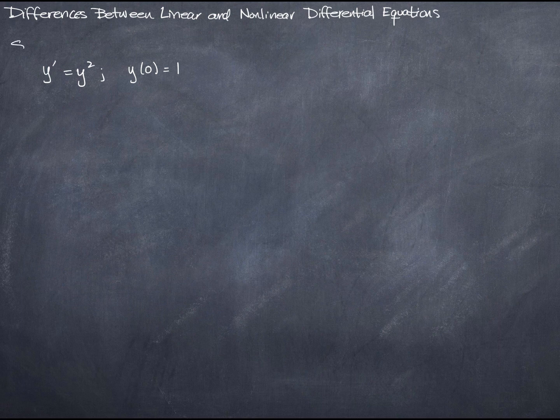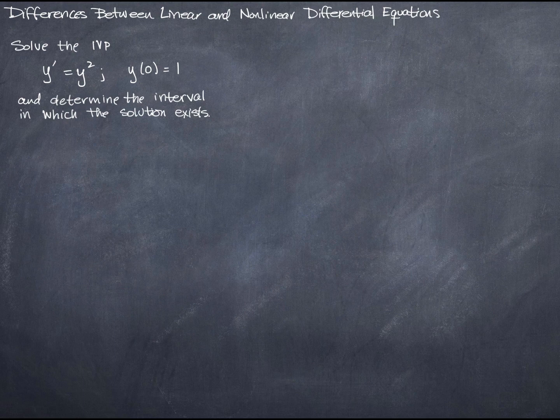We're going to be solving this initial value problem. Sometimes you see this abbreviated IVP, initial value problem. And we're going to determine the interval in which the solution exists. So let's start by finding the solution. This is a very simple nonlinear differential equation. I'll start by writing it as dy dt instead of y prime.